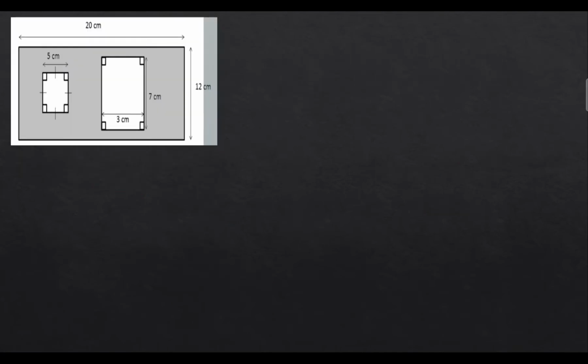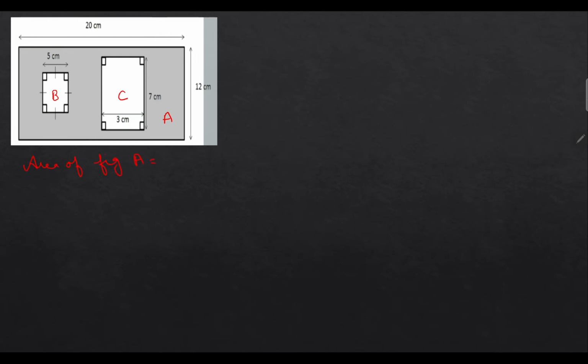Again, they have given you one big figure, figure A, and out of these two small figures are given, you have to find out the area of the shaded part. How you will solve this question? So let's see. First of all, we will divide the figure into three parts. This is figure A, then this is figure B, and this is figure C. First of all, you will find out area of figure A.